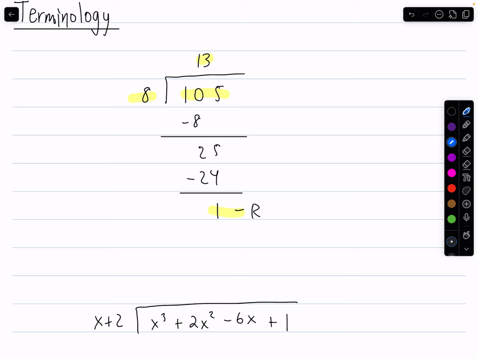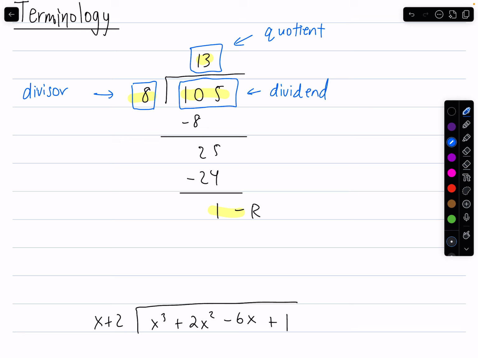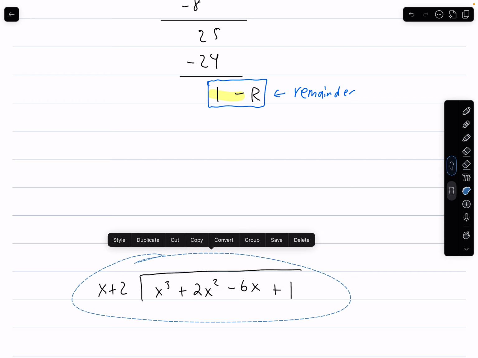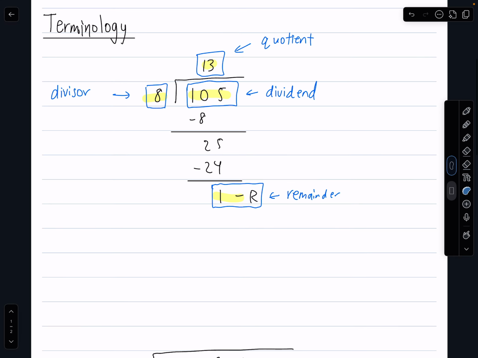There are certain labels that we have to know. This is what we call a divisor. If you see it in your textbooks, what is the divisor? It's this number right here. This number right here is called the quotient. This number right here is called the dividend. And this number, as we know, is the remainder. The reason we want to know these is because in the textbooks, they're going to ask you a lot of questions revolving around the dividend, the remainder, the divisor, and the quotient.